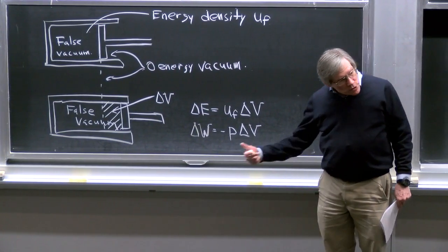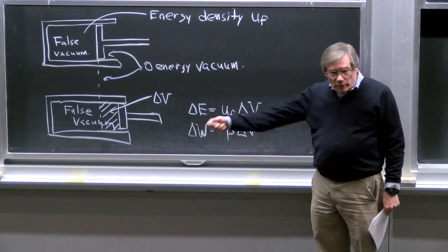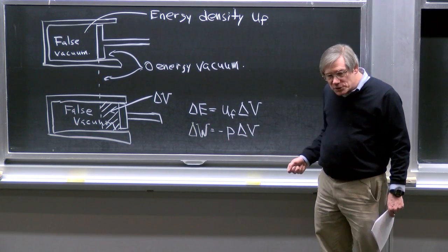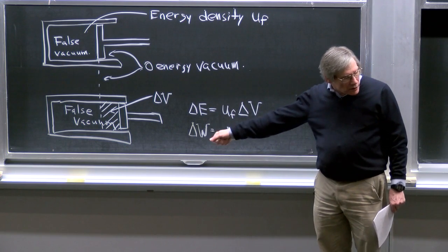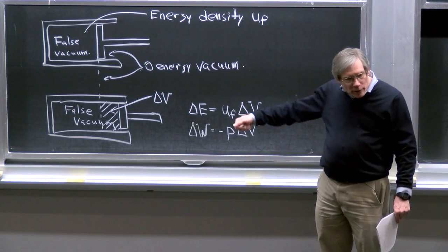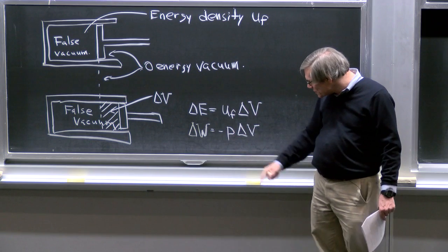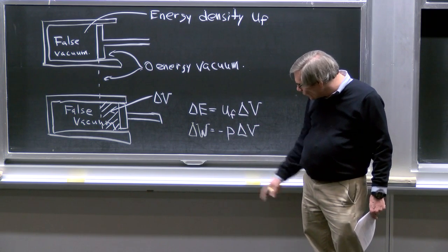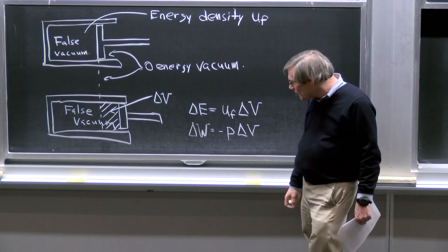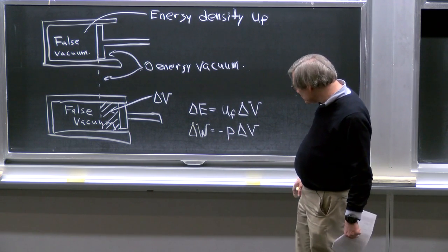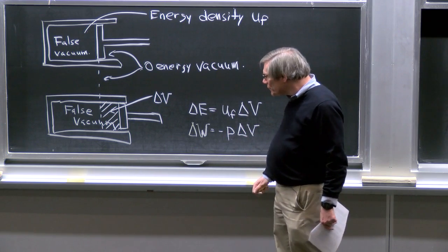So in the normal case, the pressure would be positive. The piston would be pushing out on the person holding the piston. And the interior would be doing work on the person pulling out. And it would be positive if the pressure were positive, the work done on the person. But this is supposed to be the work done on the gas. And that's minus P times delta V.